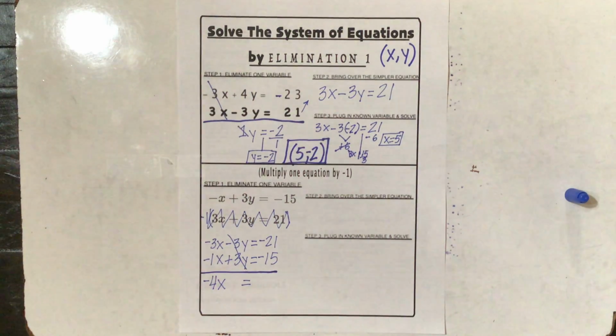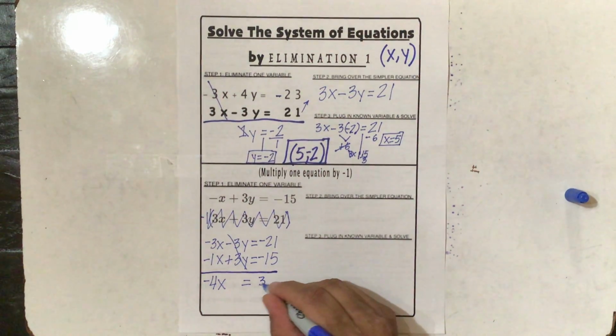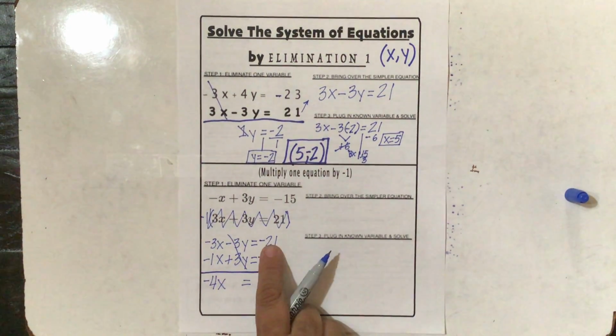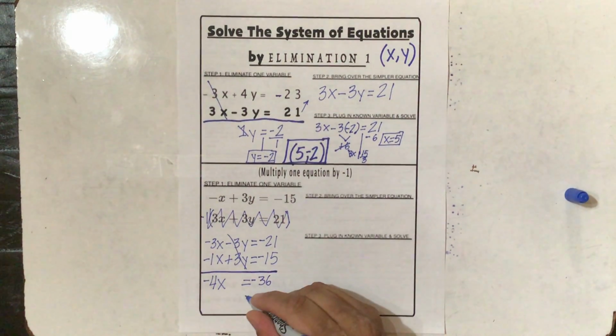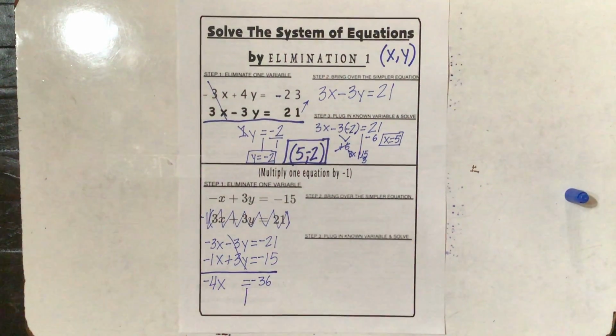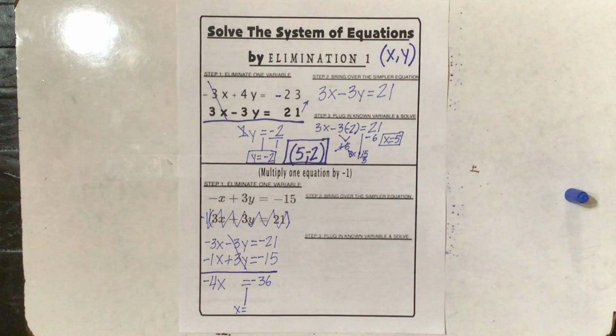Negative 21 and negative 15 are the same sign, so I'm going to add them. 21 plus 15 is 36. 21 is negative and 21 is bigger, so the answer is negative as well. So I'm going to bring down my line of separation. I'm going to solve for x here.